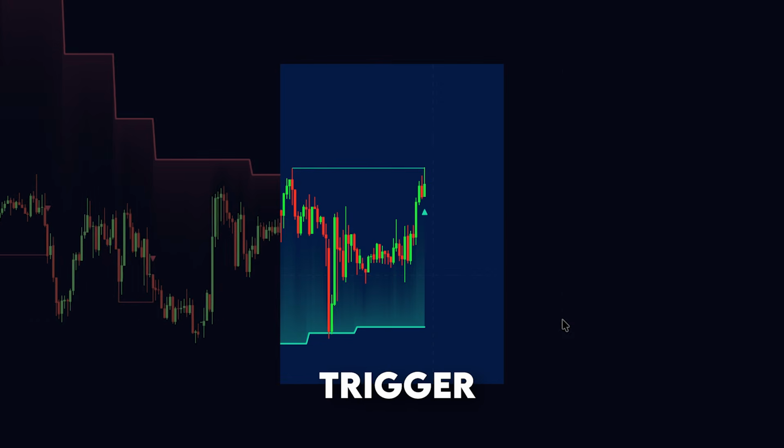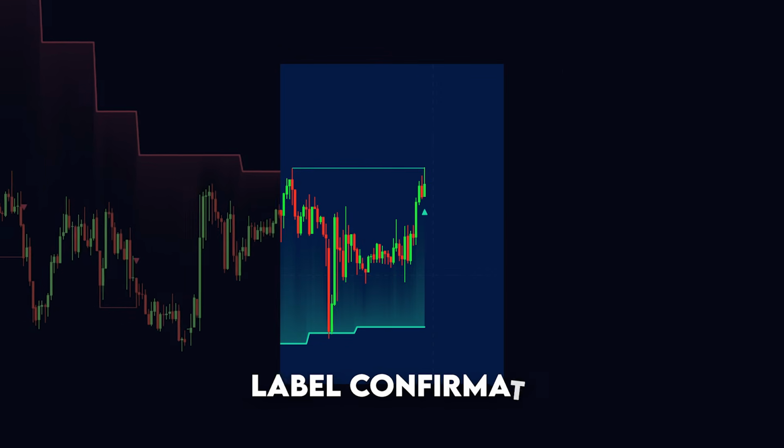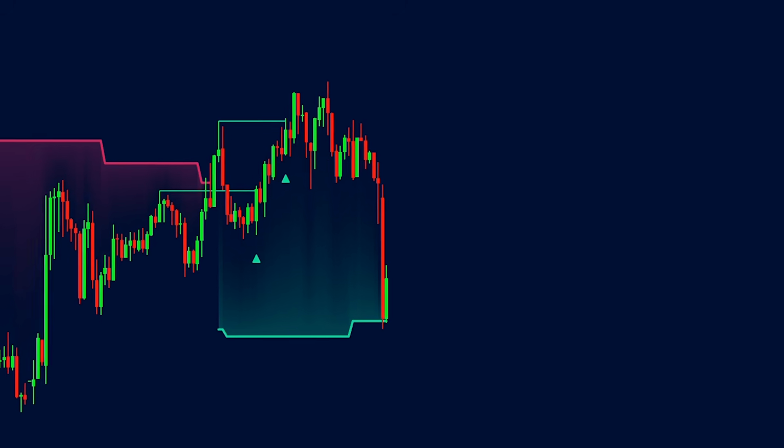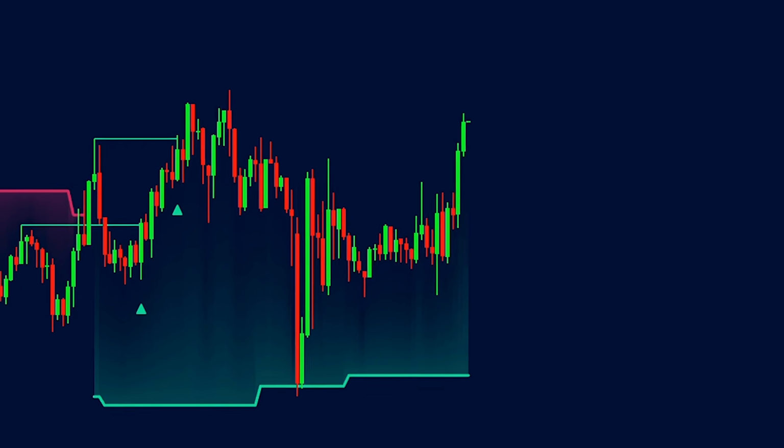Part 3 is the trigger. Structure label confirmation. Here's where it gets precise. You don't enter just because price touched the band. You wait for the triangle label to confirm continuation. In a green band, you're waiting for an up triangle to appear.